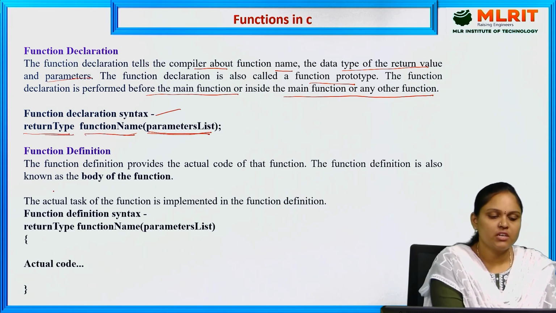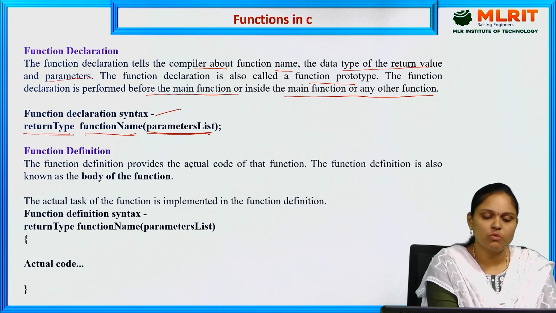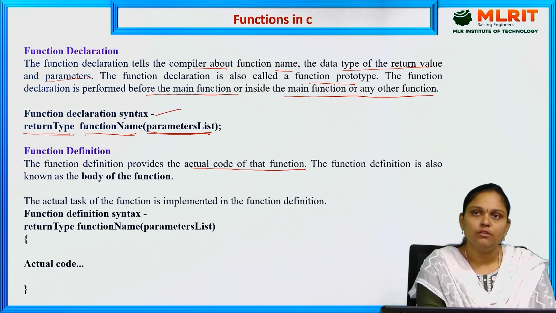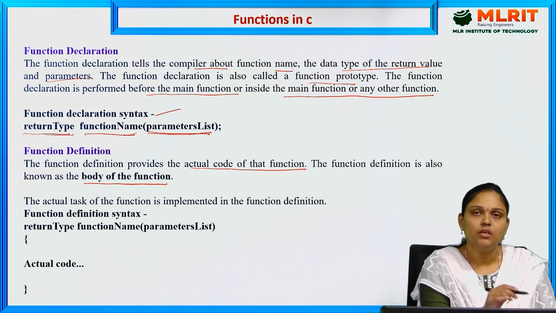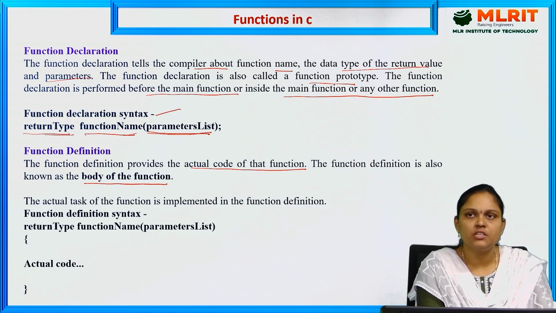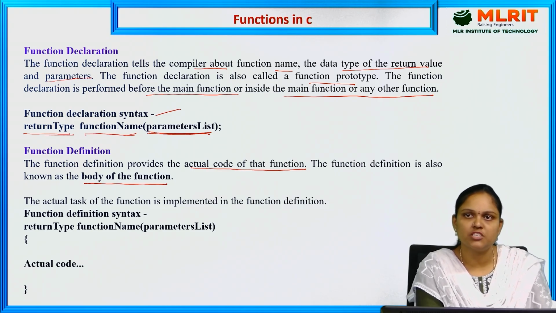And next is the function definition. The function definition provides the actual code of the function. The function definition is also known as the body of the function. So this function definition contains two parts. One is the function header and the other one is the body of the function.